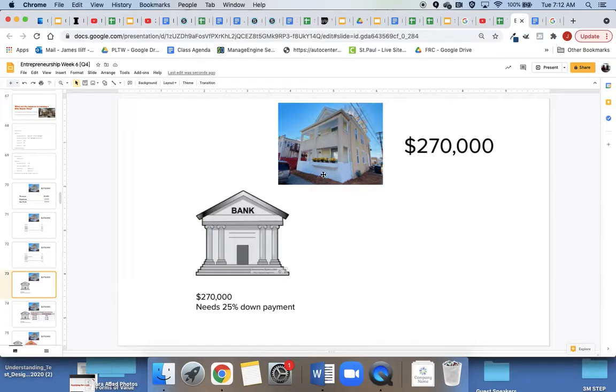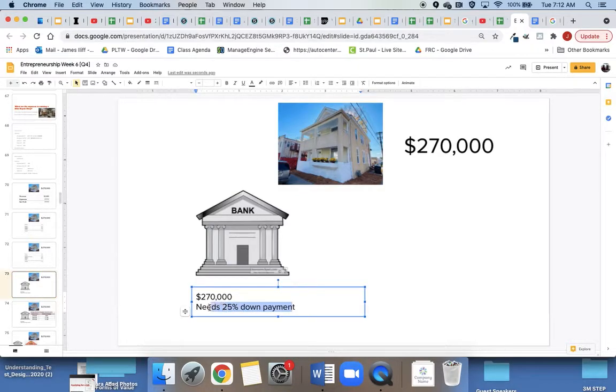Now, for investment properties that you yourself are not going to be living in, the bank needs 25% down payment. So they won't give you the full 270. They want you to come up with 25% on your own, and then they'll lend you the rest.